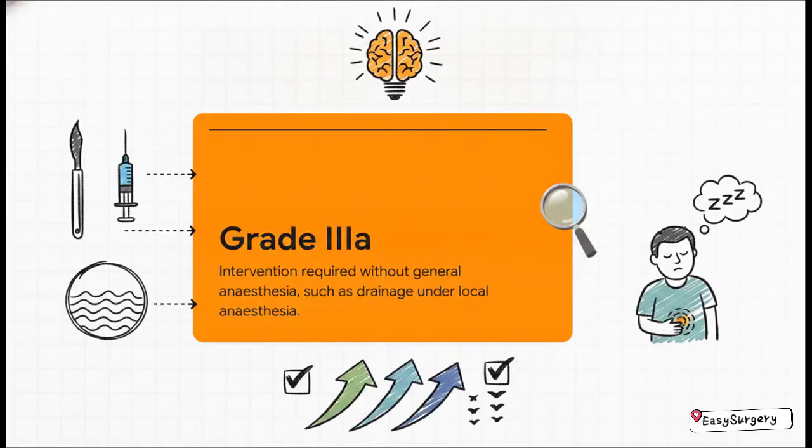If you said grade 3A, you completely nailed it. Because if physical drainage was required, it immediately bumps us into grade 3 territory. But importantly, it was done without general anesthesia, using local instead, which anchors it firmly as a 3A. Understanding this exact logic is going to make you absolutely unstoppable on the wards.